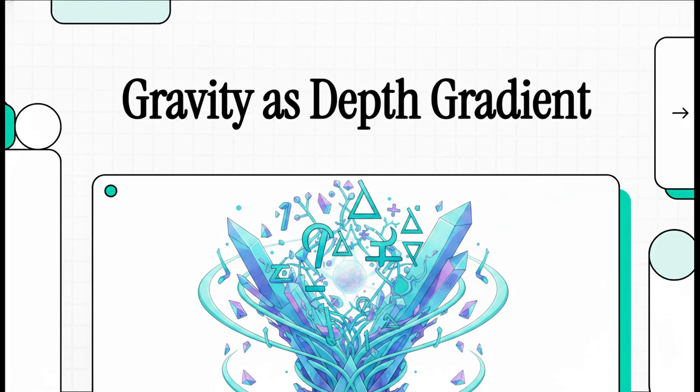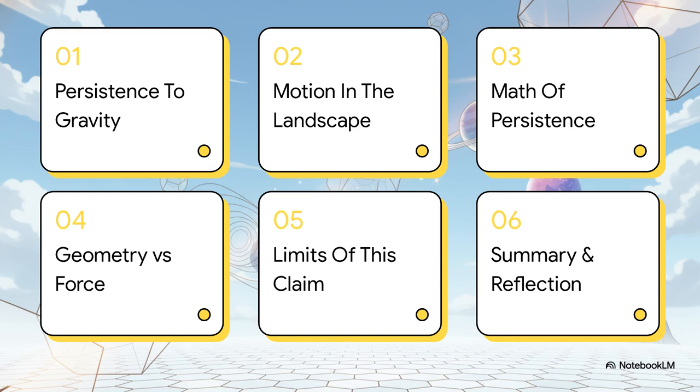We're going to dive right into this explainer and take a pretty massive conceptual step forward in our mathematical journey together. Looking at what we've got lined up today, we're going to trace the path from persistence straight to gravity. We'll explore motion in a mathematical landscape, lay out the minimal math for persistence depth, and really contrast this geometry with traditional forces. We'll also, of course, strictly define the academic limits of what we're claiming. Ultimately, we're exploring how spatial variations in depth naturally produce directed motion, which fundamentally reinterprets gravity within our framework.